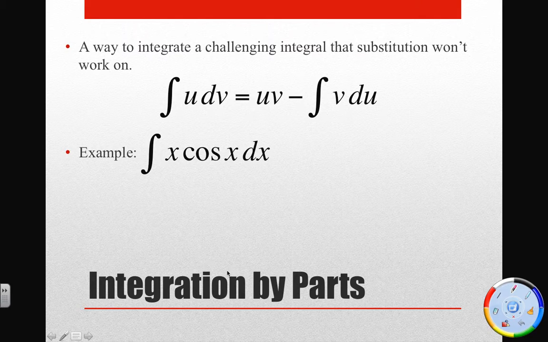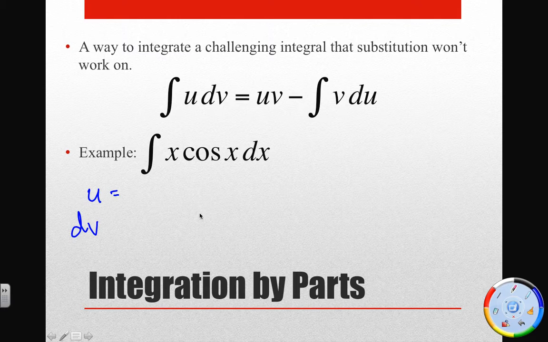So here's a quick example. We have the integral of x cosine x dx. Substitution's not going to work here because the derivative of x is 1, not x, and the derivative of cosine is sine, but there's no sine. So there's no way to use substitution in this problem. What we want to do is figure out u and dv. There is a way to figure out what you want to do, and that's on the next page, but for right now we'll just follow along.